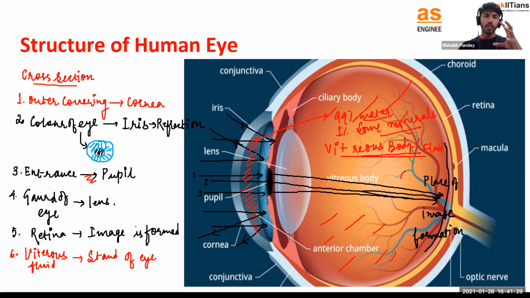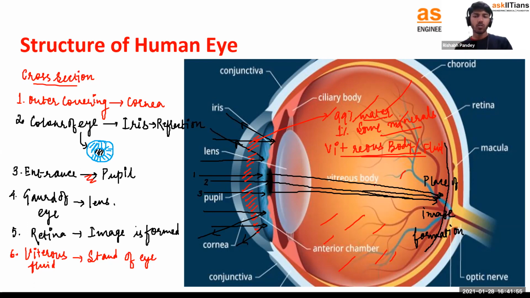So we have the outer covering, which is then followed by the iris and pupil part. Before the iris and pupil is that water jelly-like structure, which is 99% water and 1% some minerals or vitamins. Then we have the entrance. Before that we have the iris part. The iris basically acts as a reflector. Then we have the entrance, that is the pupil, which allows the light to enter into the eye.